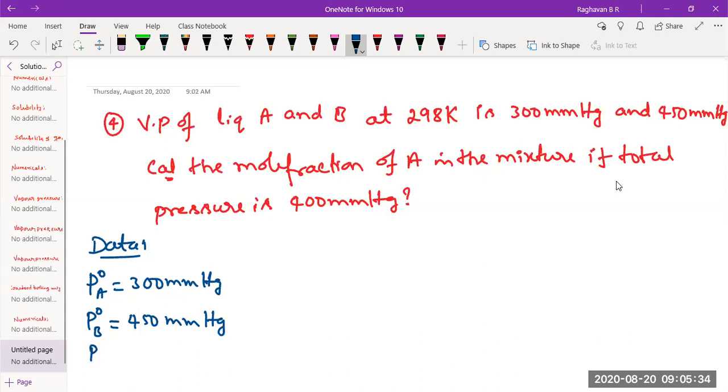Sir, 0.66 and 0.34. XA is 0.34. XA, that's all they are asking. 0.34. Oh, very good.